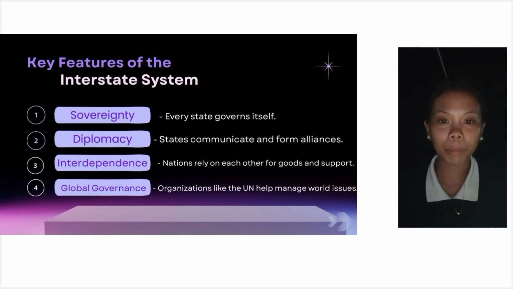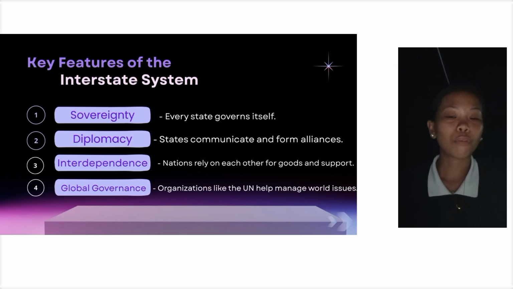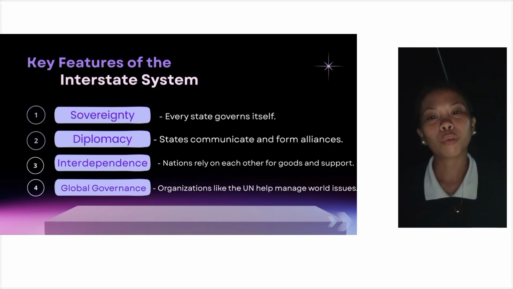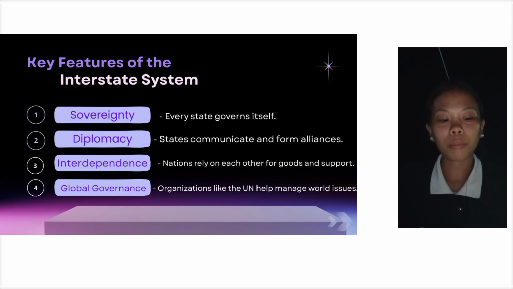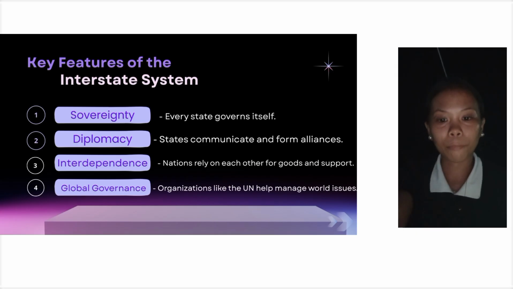The third one is interdependence. Nations rely on each other for goods and support. So interdependence is simply how living and non-living things depend on one another. For me, one example of interdependence is when we order on Shopee, right? Many of our orders come between the Philippines and China, mostly made in China.